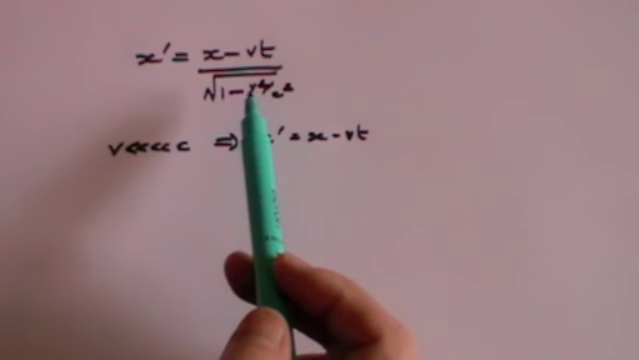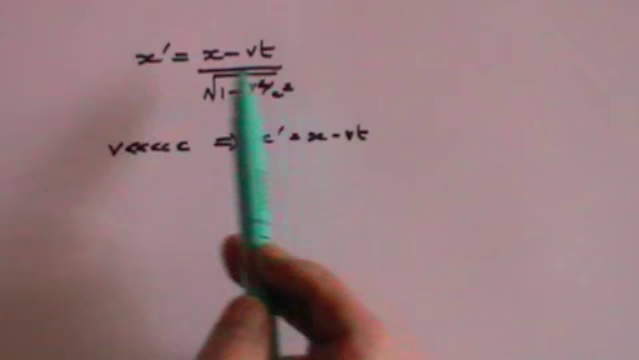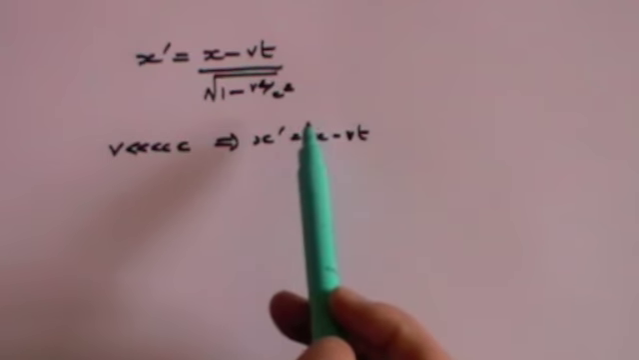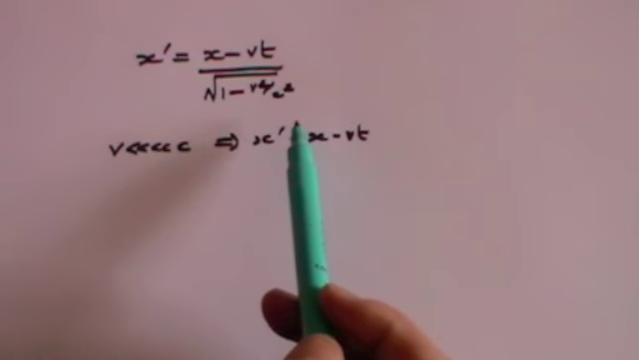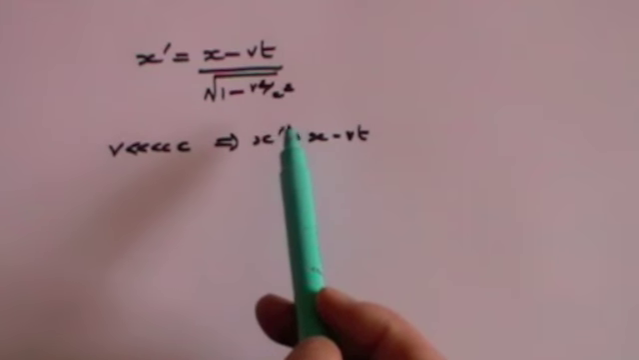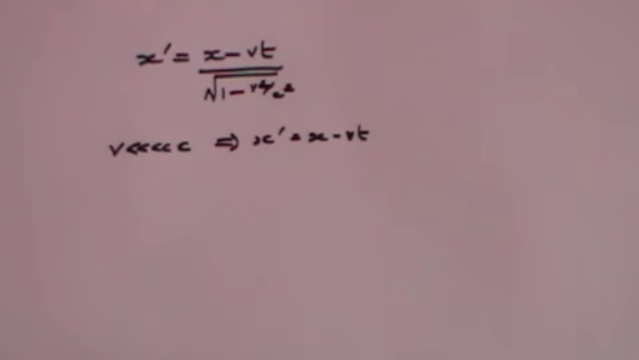That's why the ball rolling on the train, all you had to do was to add the speed of the ball to the speed of the train. But when you get to something travelling at or near the speed of light, this term, the square root of 1 minus v squared over c squared, becomes very important.